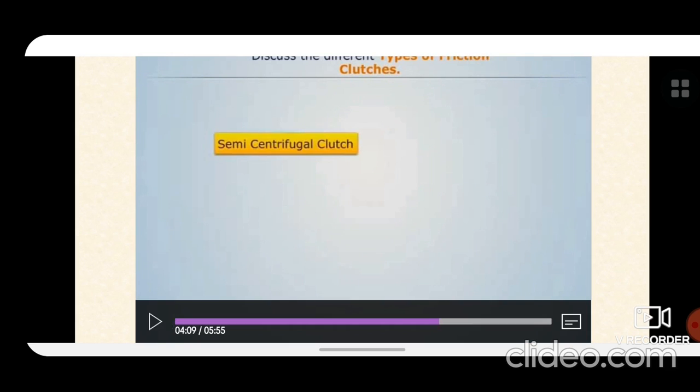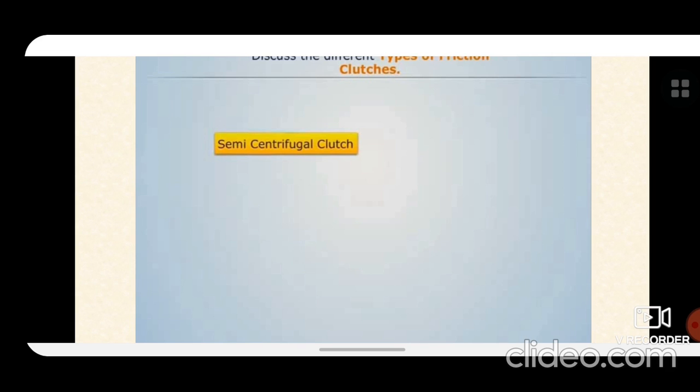In case of multiplate clutch, the type of clutch is therefore used in some heavier transport vehicles and racing cars where high torque is to be transmitted. Besides this, it finds application in case of scooters and motorcycles where space available is limited.